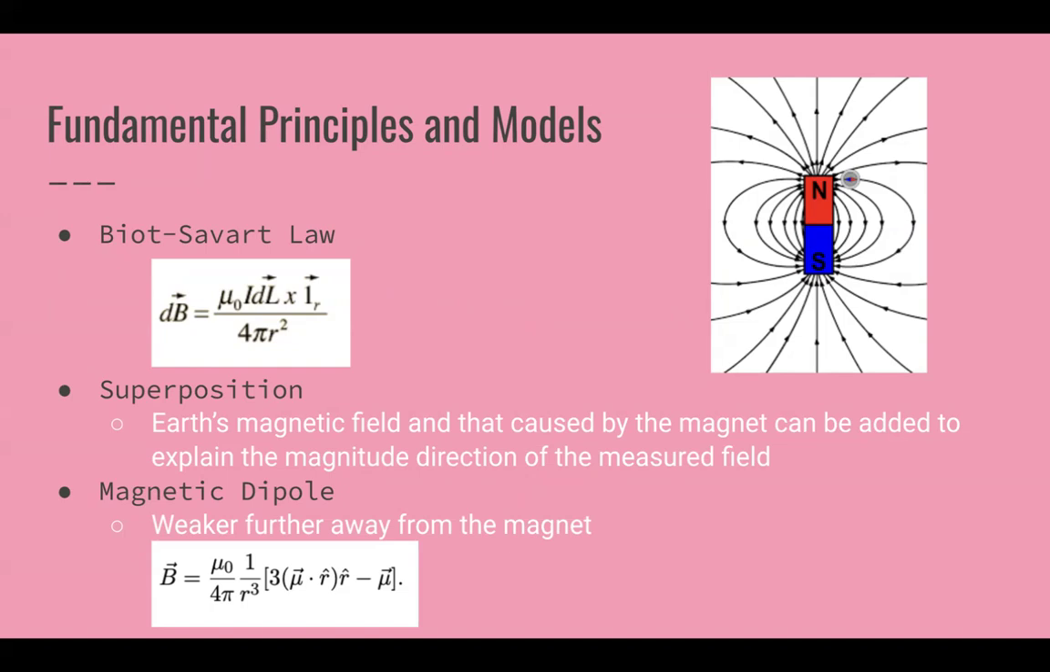For a magnetic dipole, we use this formula, and we're also saying that the field is weaker further away from the magnet. It's mu naught over 4 pi, times 1 over r cubed, times 3 times mu dotted with r hat, times r hat, minus the mu vector. And here is a visual of the bar magnet, showing that the field goes from north to south.